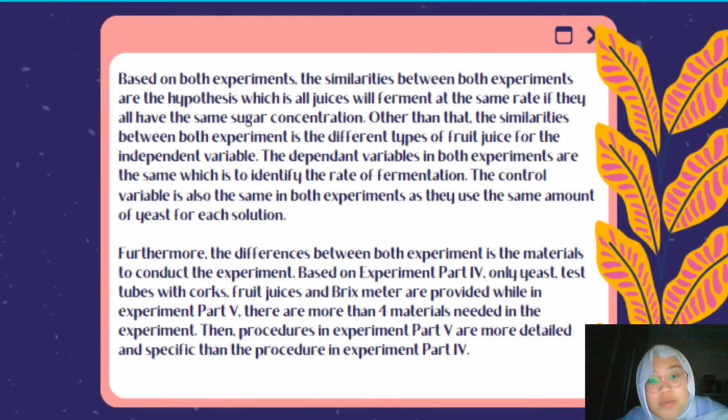The differences between both experiments are the materials to conduct the experiment. Based on experiment part 4, only yeast, test tubes with corks, fruit juice, and Brix meter are provided, while in experiment 5, there are more than 4 materials needed for the experiment. Then the procedures in experiment 5 are more detailed and specific than the procedure in experiment 4.